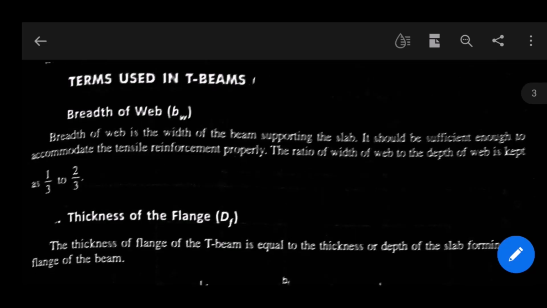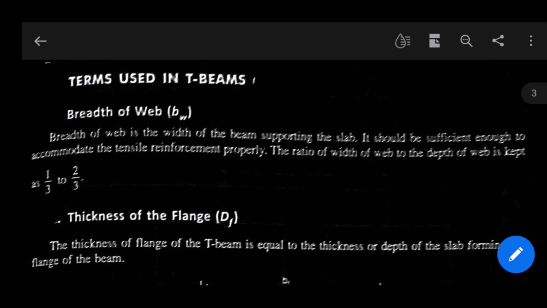Now I will discuss briefly the terms used in T-beams. First is the breadth of web, that is bw. Breadth of web is the width of the beam supporting the slab. It should be sufficient to accommodate the main tensile reinforcement properly. The ratio of the width of web to the depth of web is kept as 1/3 to 2/3.